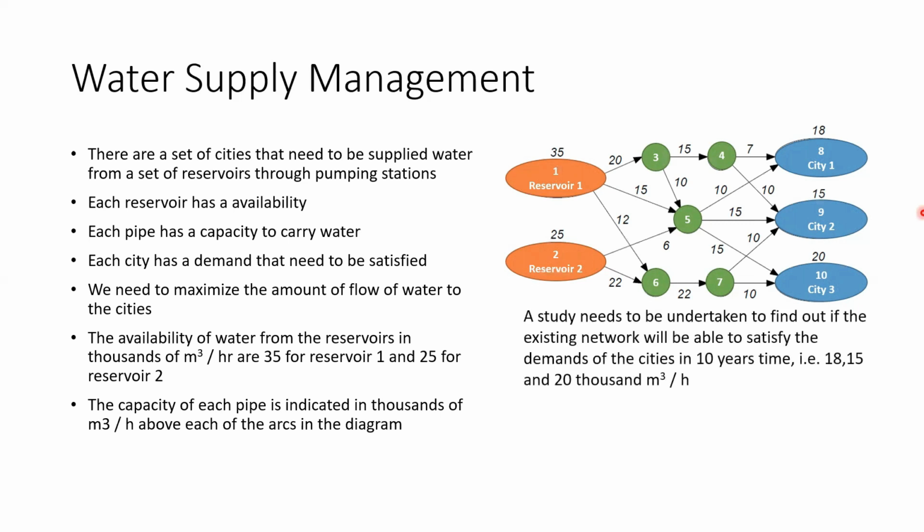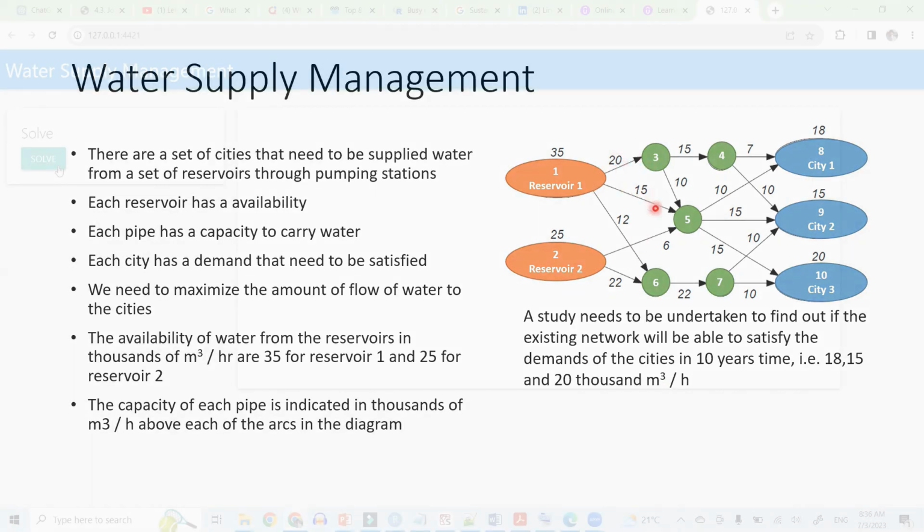This study needs to be undertaken to find out if the existing network will be able to satisfy the demands of the cities in a 10-year time span with 18, 15 and 20 thousand cubic meters per hour requirement. The capacities of each pipeline between the reservoirs and the nodes are indicated above the arcs.